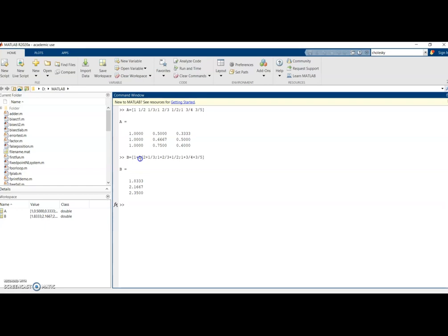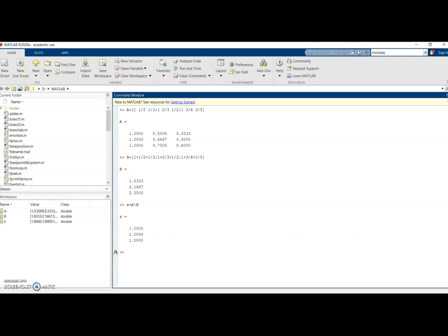Okay, suppose you want to find the solution. There are several ways. One way is to use the backslash operator. Suppose the solution we want to store in x. In this case I will put A backslash B and hit enter, and I get this solution 1, 1, 1, which in fact is true because I have chosen these coefficients in such a way that this plus this plus this is equal to this. So this is 1, 1, 1, that is the solution.